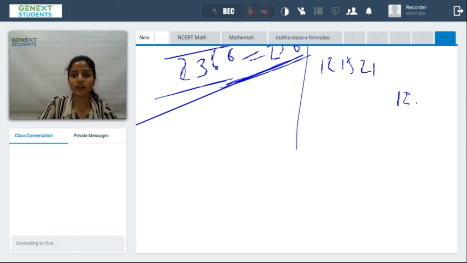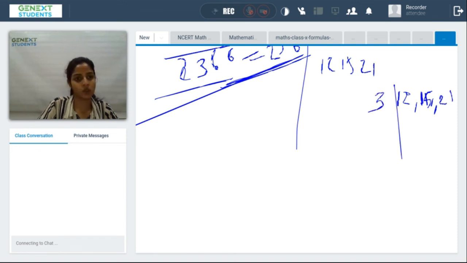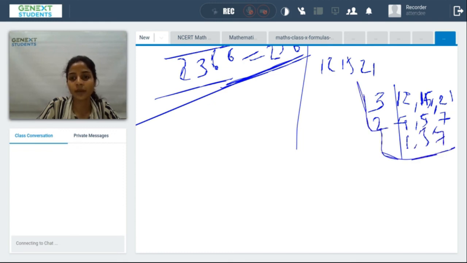12, 15 and 21. What I'll do is, 12, 15, 21, I'll just divide this by 3 first. Okay. 3 4s are 12, 3 5s are 15, and 3 7s are 21. Again by 2, 1s are 2. And 5 and 7, just like that. So, all prime numbers are left. So what did we get? 3 × 2 × 3 × 7. What will the LCM be? 2 × 3 × 7.